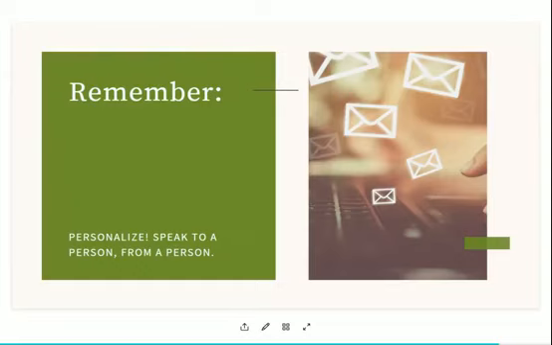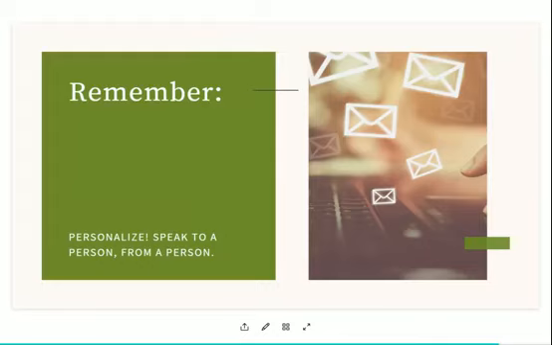And also speak to a person. Use the word you when you're writing these emails. Don't say you guys or patients in general. Just speak specifically to a person. Write the email as though you were speaking to that one person. That way each person who gets it will really genuinely feel like you care about them, because you do, right?